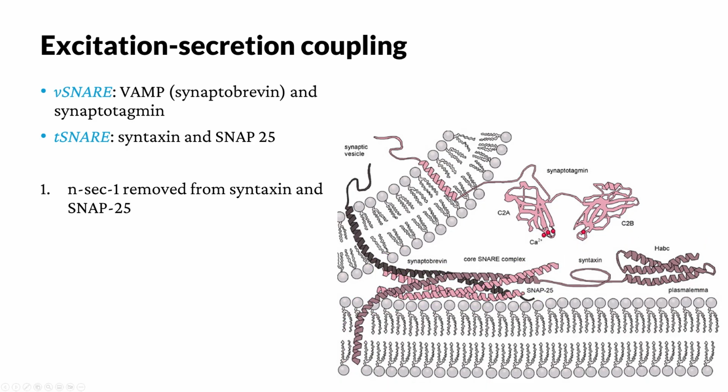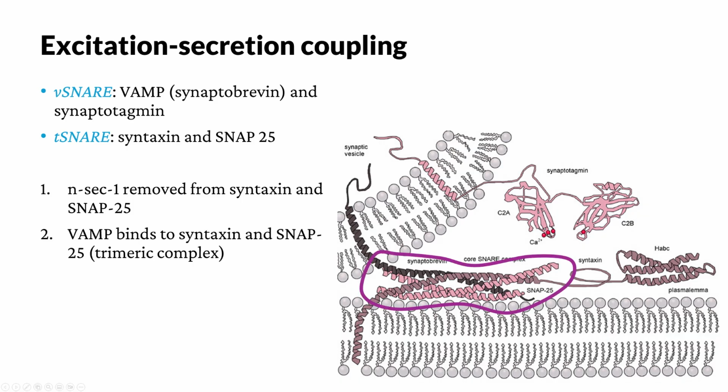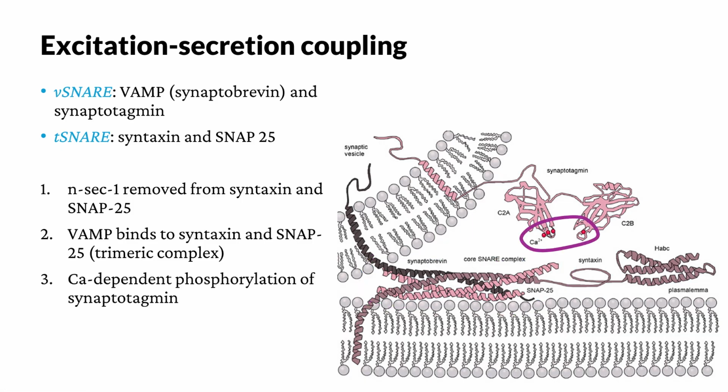The process of triggering is like this. Firstly, a factor called NSEC1 is removed from syntaxin and SNAP25. Then, VAMP binds to syntaxin and SNAP25 and forms a trimeric complex like this. Then, calcium ions enter the cell and help phosphorylate synaptotagmin. And finally, a series of conformation changes pulls open the vesicle, causing it to fuse with the plasma membrane and release its content into the extracellular space.